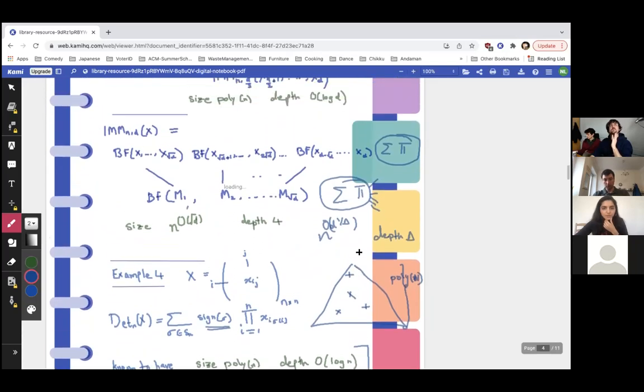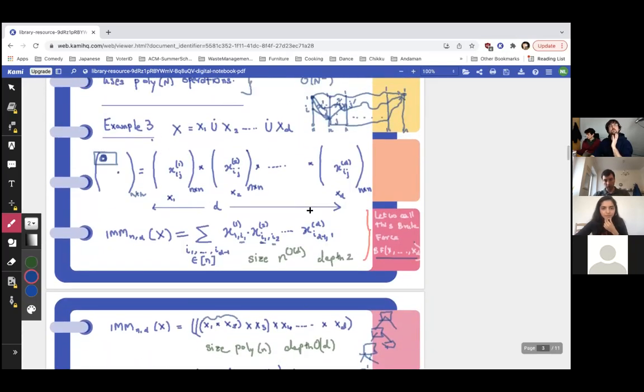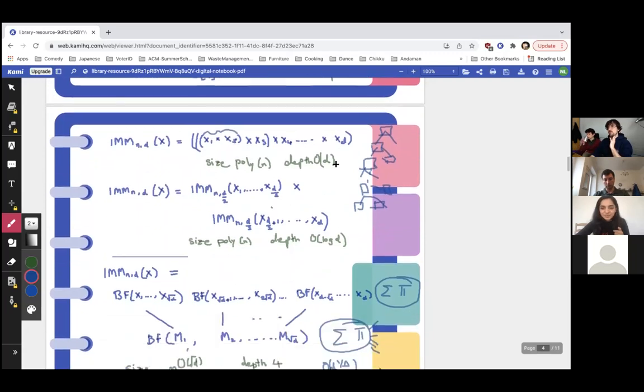But okay, but let's look at iterated matrix multiplication. This is clearly set multilinear as well, because the sets are this, and so on. So I actually defined it because I'm going to use set multilinear. So there's no surprise there.